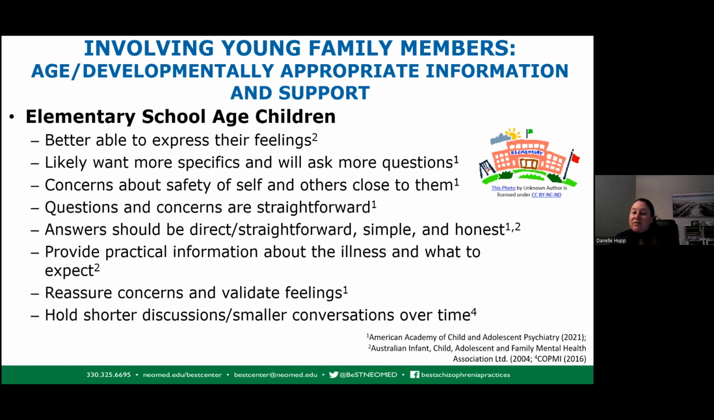They want to know practical information about the illness, but more importantly, they want to know what to expect. And that can be a really tough one to answer because none of us can necessarily say what things are going to look like in a day, a week. And so how do you have that conversation with a child this age? But reassuring their concerns, validating their feelings, and oftentimes because their attention spans are a bit shorter, you have to have shorter discussions or smaller conversations over time. So, helping the individual in treatment or other family member, loved ones, adults in the home, be prepared that you can't sit down and have a 30-minute talk. It might be smaller pieces of information over time that the kids will respond to a bit better.